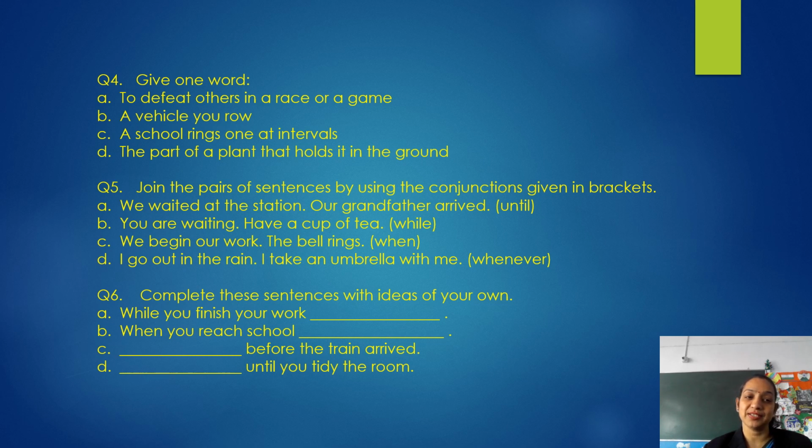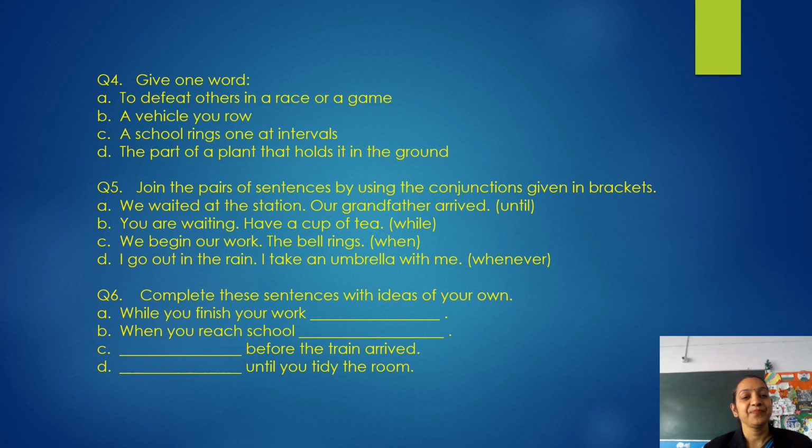And our next question is question number 6. That is, complete these sentences with ideas of your own. So you have to complete the given sentences with your own ideas. Okay. First one. While you finish your work, dash, means while you finish your work, then the rest of the sentence you have to complete with your own idea. Okay.